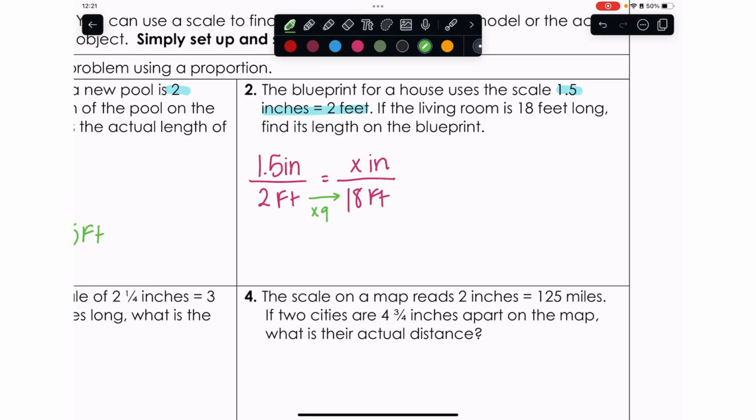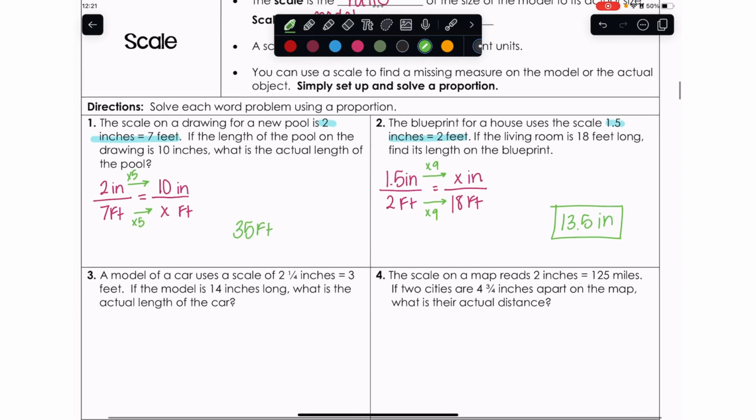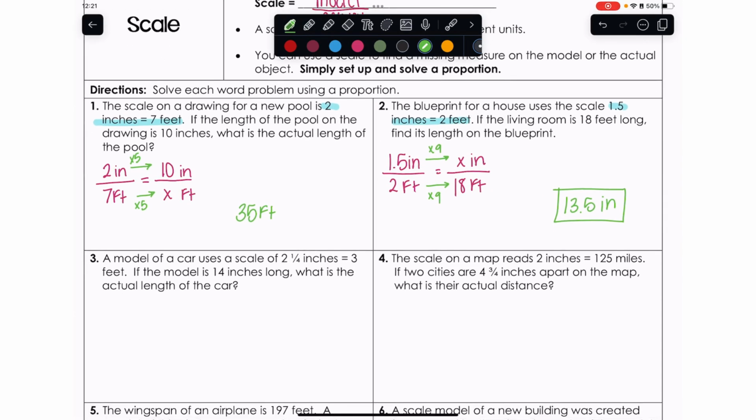Times 9, yeah. So I'm multiplying that fraction by 9. So then I would also have to multiply 1.5 times 9, which gives me 13.5 inches when we type that in. If you don't like that method and that's confusing to you, you can always cross multiply, but I am showing both ways just so we know there's multiple options. Make sure you're also answering with your unit, 13.5 inches.